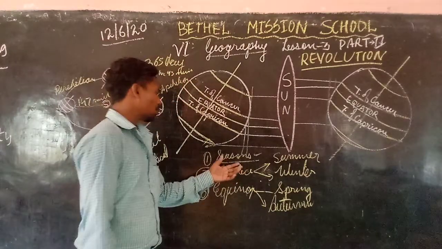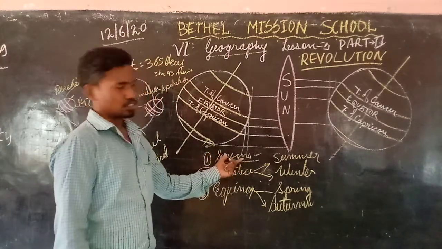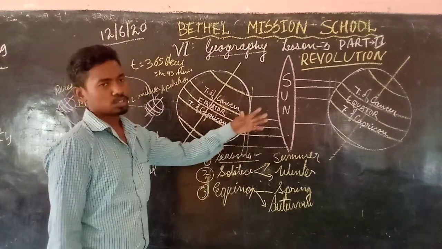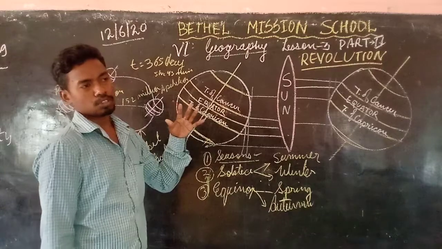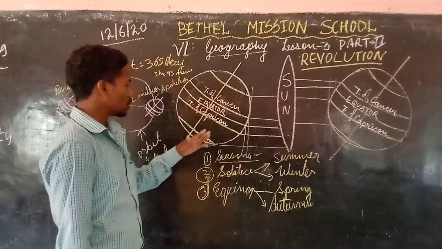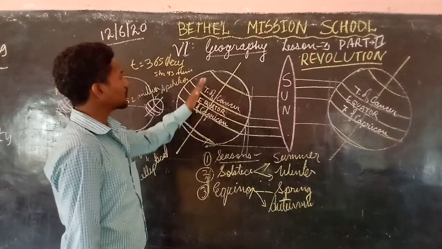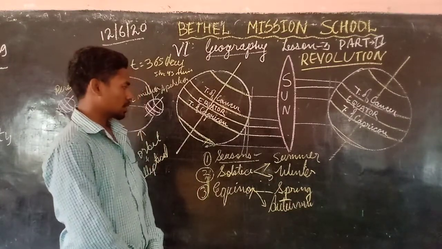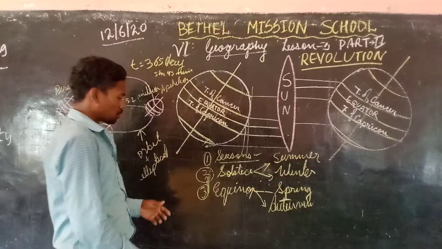So how do these seasons change? Seasons change because of the revolution of the earth, and also because the earth is tilted. I will explain it to you after some time.